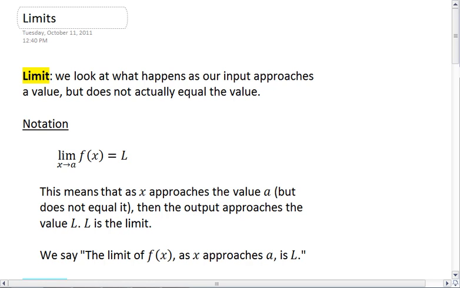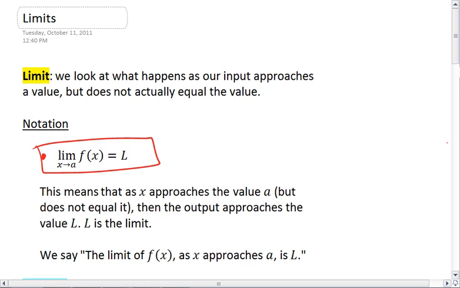In this video, we'll look at limits. With a limit, we look at what happens for a graph as our input approaches a value, but does not actually equal that value. The notation that we'll use, and make sure that you are familiar with this, is what you see on your screen right now. We say this as the limit of f of x as x approaches a equals L.